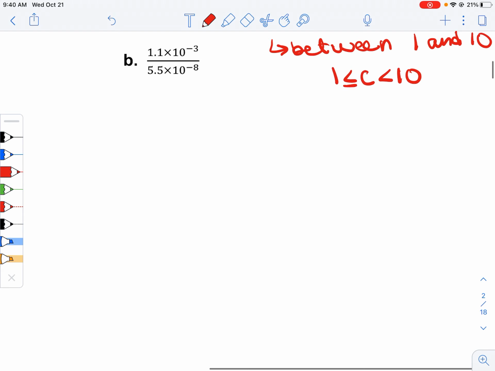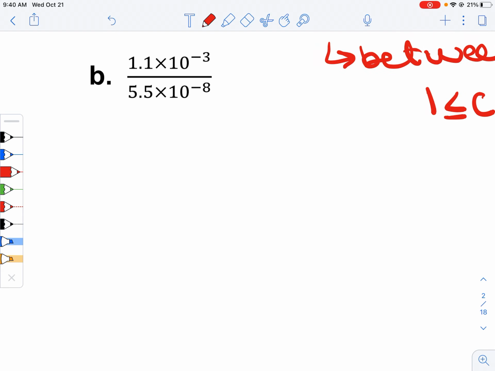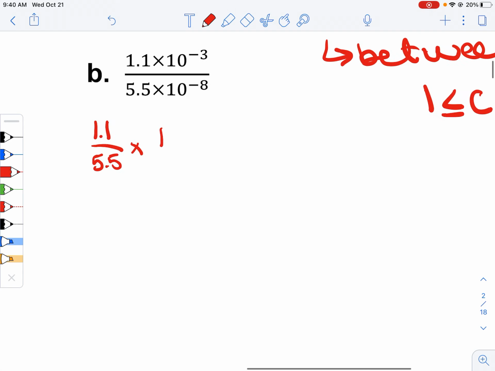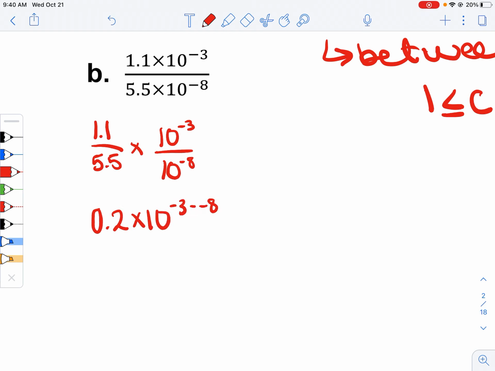Part B, this is a division, so now we're going to subtract our powers, but you can still kind of group this up. You can think of this as 1.1 over 5.5 times 10 to the negative third over 10 to the negative 8. 1.1 divided by 5.5 is 0.2, and then this would be times 10 to the negative 3 minus negative 8. So you have 0.2 times 10 to the fifth.